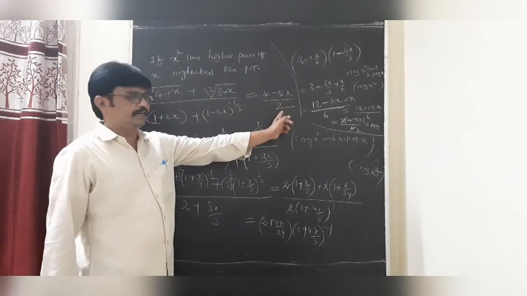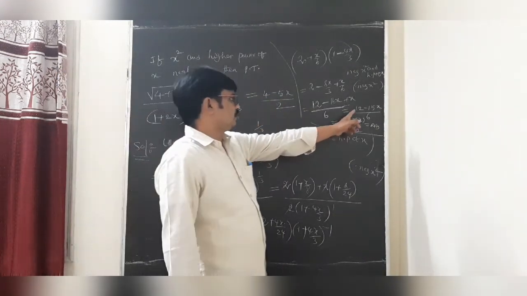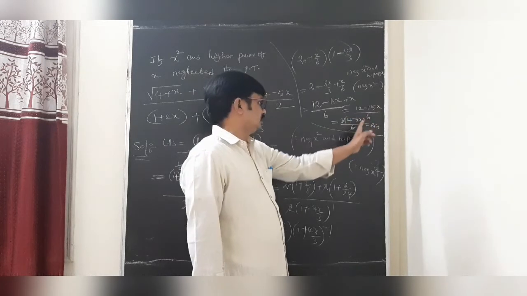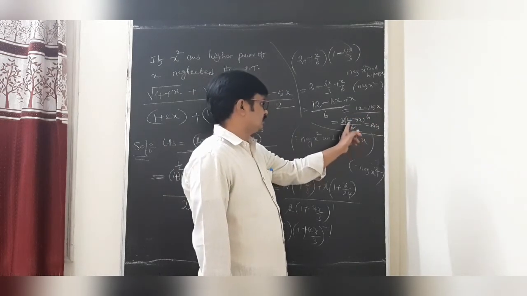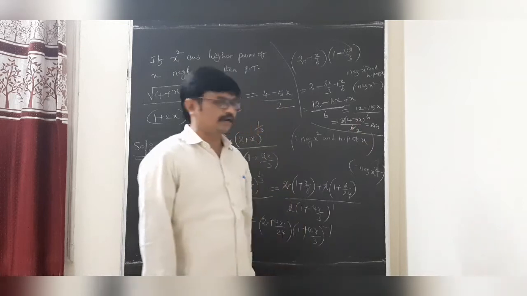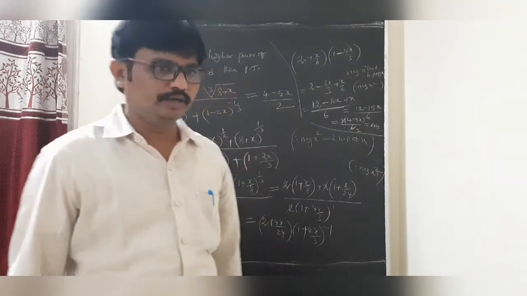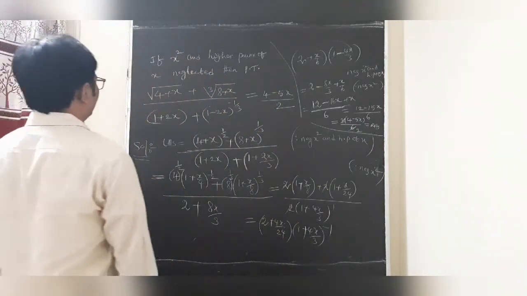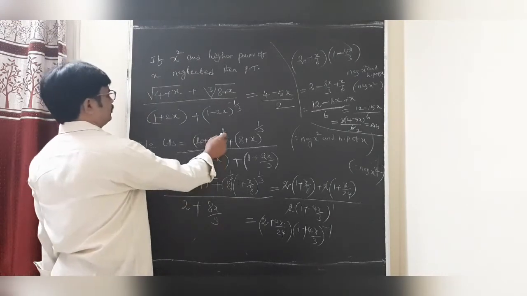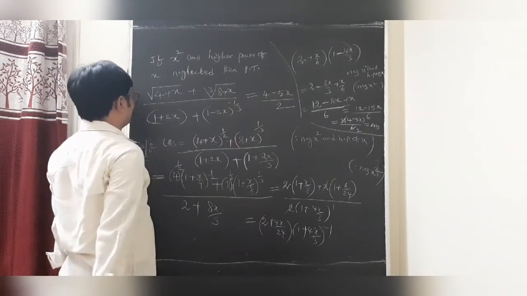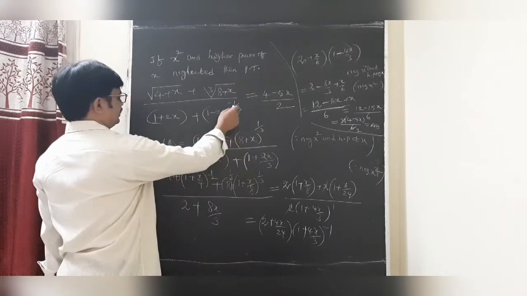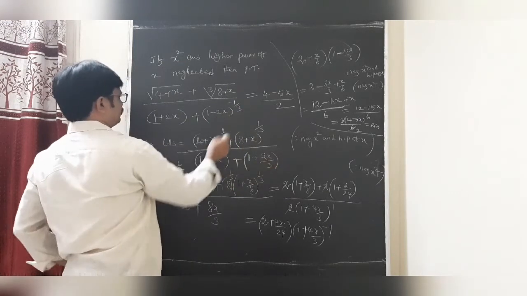4 minus 5x by 2 is there. We take the common 3. 3 4s are 12, 3 5s are 15. After that 3 1s are 3, 3 2s are 6. Therefore 4 minus 5x by 2 is the right hand side. So dear students, now we can write it as (4 plus x) whole power 1 by 2, (8 plus x) whole power 1 by 3. This is (1 minus 2x) whole power minus 1 by 3.